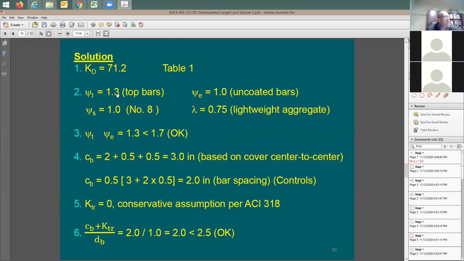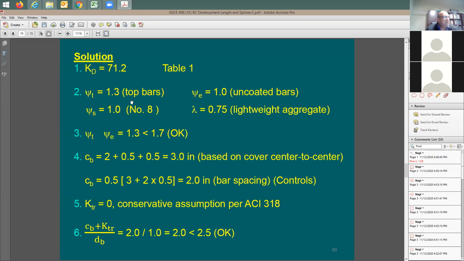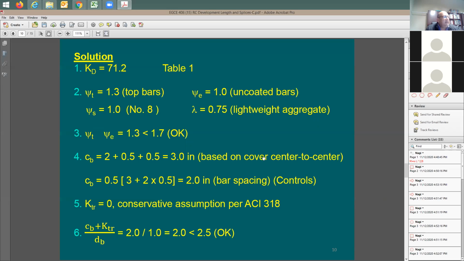Okay, good. Now we're done with the first one here, case of D. We're done with the psi sub T. In this specific problem, it's going to be more than 12 inches, top rebars, so it's going to be 1.3. And for the epoxy coating, I didn't read anything about coating. So when you don't see anything about coating, consider it to be uncoated. This is going to be conventional rebars, and psi sub E is going to be equal to 1.0.